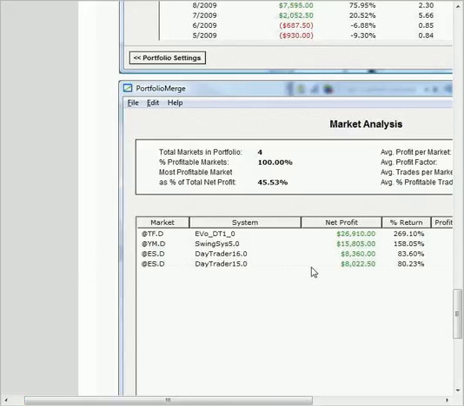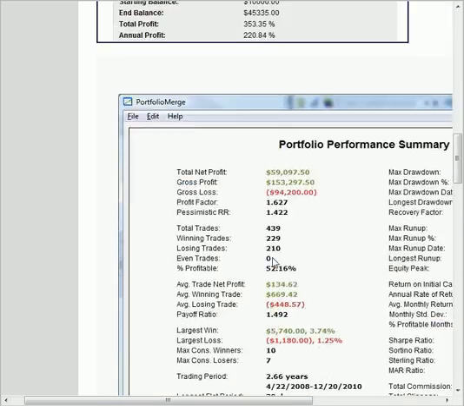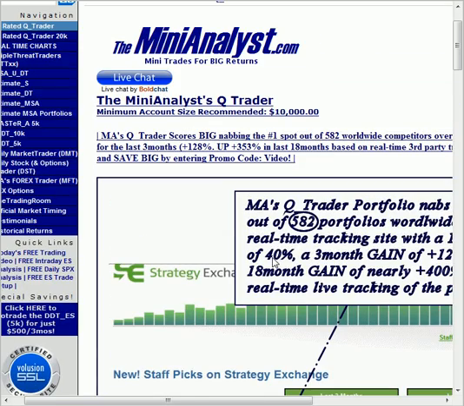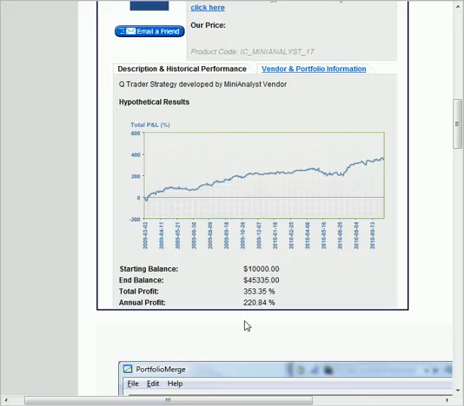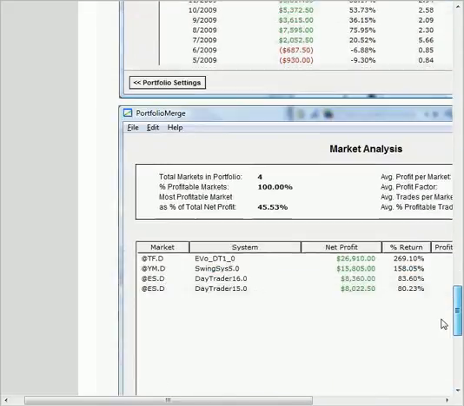Trades the Evo Swing System 5.0, Day Traders 15 and 16. And this, of course, was market leading, I believe last fall or whatever, out of 600 portfolios. At least that quarter. Oh, there you go. There's real-time tracking, third-party tracking, 400% or so. Not too shabby. Annual 220%. Total profit 353% in third-party verification.